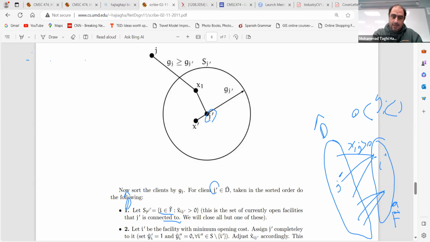Now, let's define the S of J with those guys that Xij is greater than or equal to 0, X hat of J prime. So this is the one that we have defined so far. And we know that outside this ball, S of J, that should be 0. That is by the definition of G closeness. So this is the set of currently open facilities that J is connected to. Okay, so among these guys, we will close all but one of them.